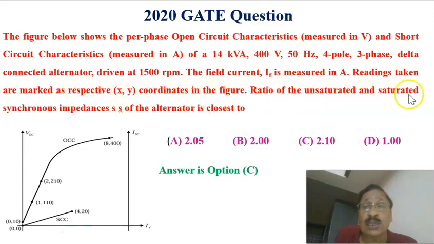The ratio of the unsaturated and the saturated synchronous impedance of the alternator is closest to what? That is, the synchronous impedance in the unsaturated region divided by the synchronous impedance in the saturated region. Which is closest out of these options: A 2.05, B 2, C 2.1, and D 1. The answer is option C. We will be seeing the explanation in the coming slides.